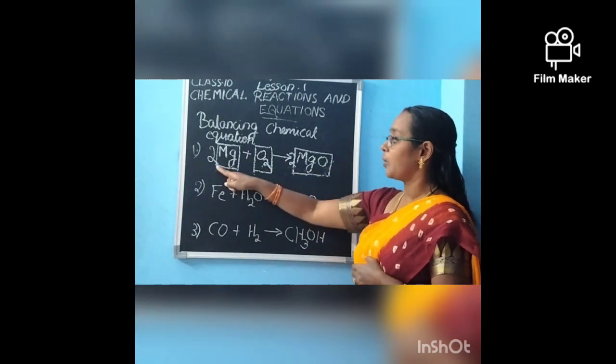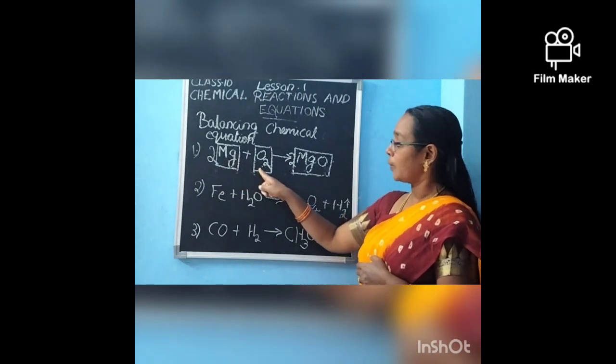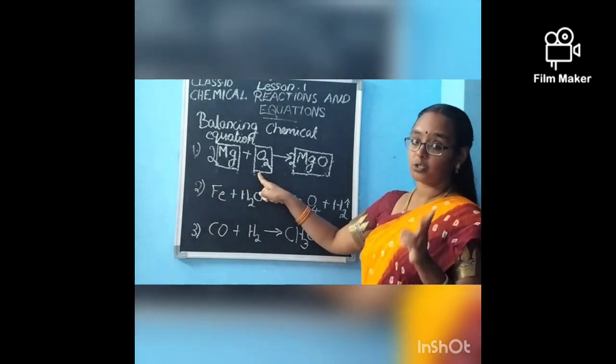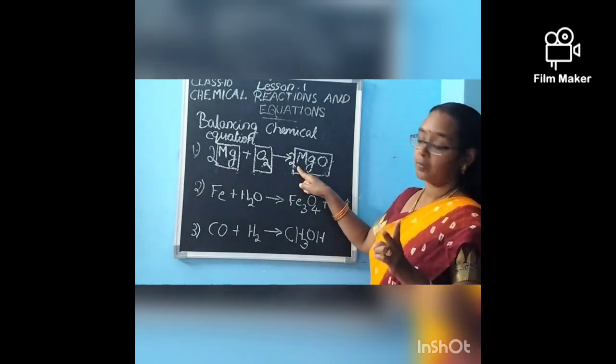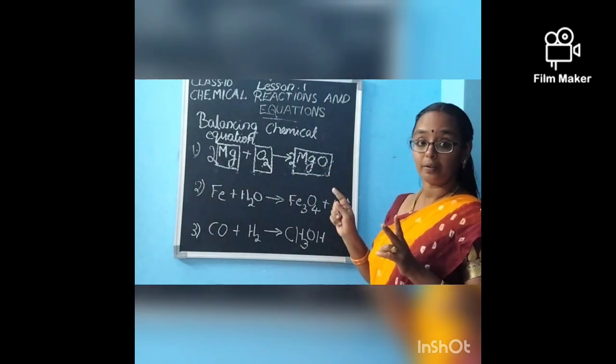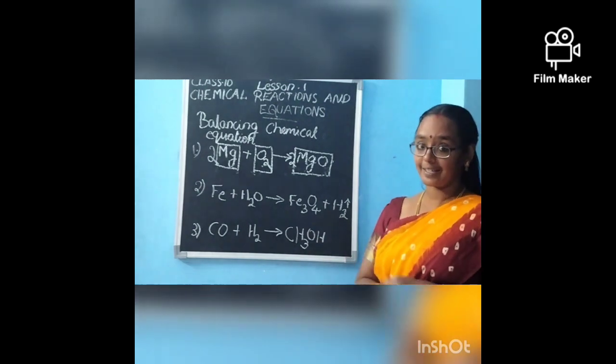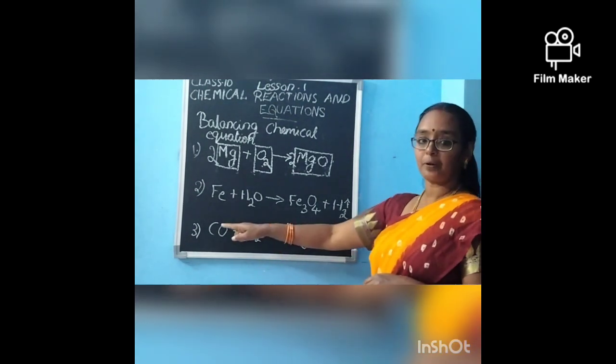Now you see, how many magnesium atoms? 2. How many oxygen atoms? 2. Both are 2 on the reactant side. See on the product side, how many magnesium? 2. How many oxygen? 2. Now the equation is balanced. Is it clear? Shall we do one more?